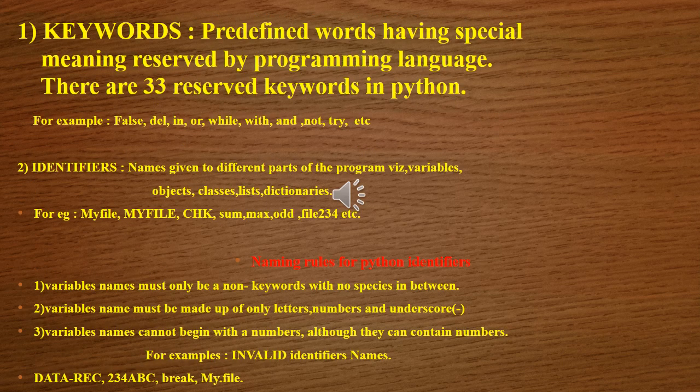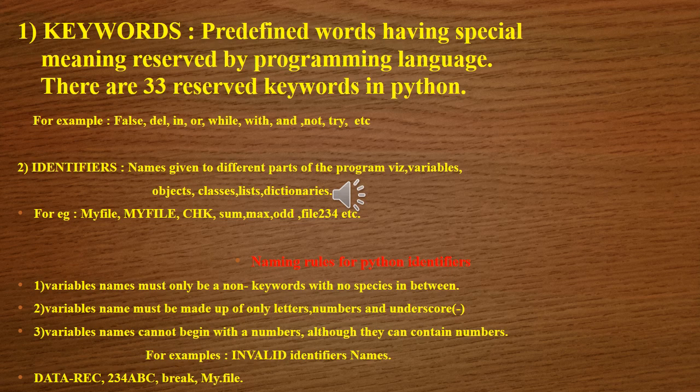Now, keywords. Friends, keywords are special or predefined words which are reserved by the Python programming language. Keywords are basically used in all programming languages like C, C++, Java, as all of you know. They are especially used as reserved words in Python, and these reserved words, keywords, can never be used as an identifier in the Python programming language.